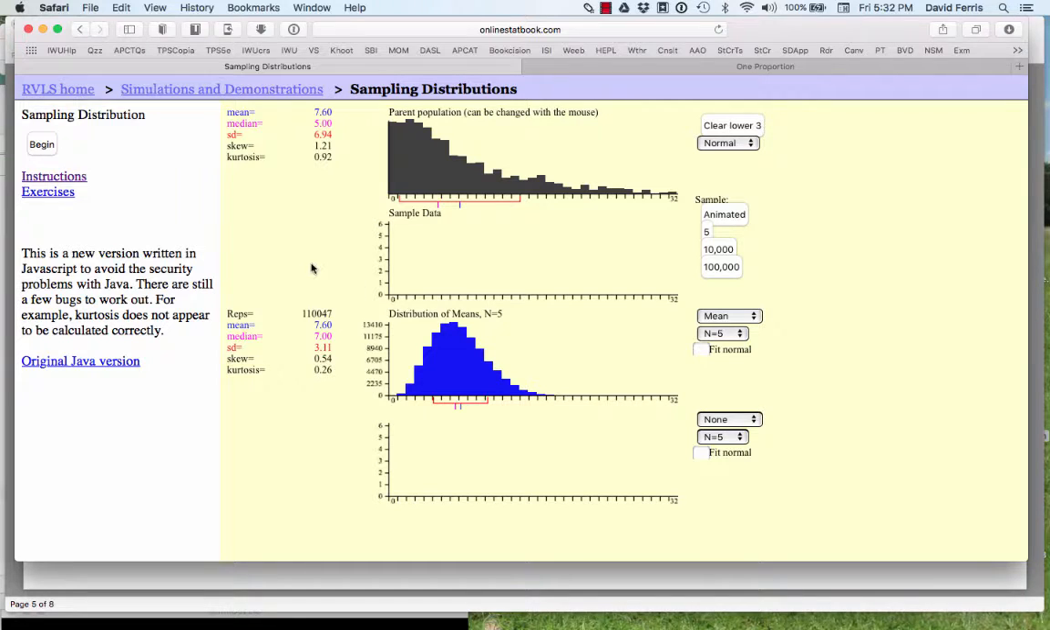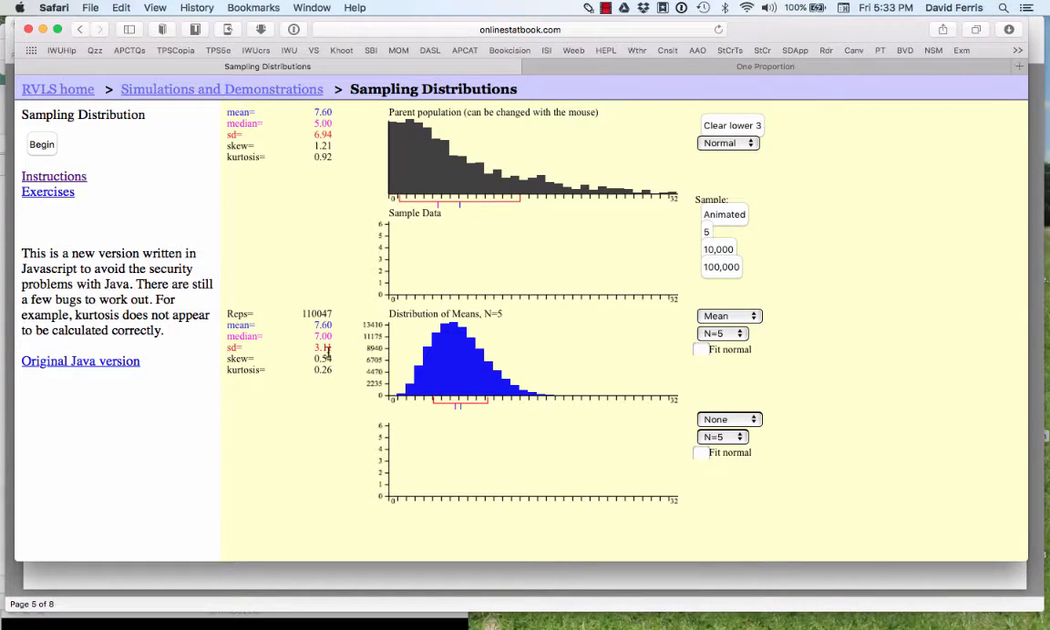So let's check our theory here. Remember, we just got through saying that the mean of a sampling distribution is supposed to equal the mean of the population. Well, look at that. After doing 110,000 sample means and graphing them down here, sure enough, the mean of the sampling distribution is exactly the same as the mean of the population. So that seems to be true.